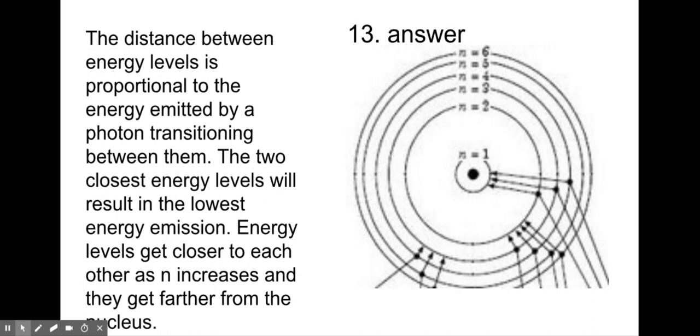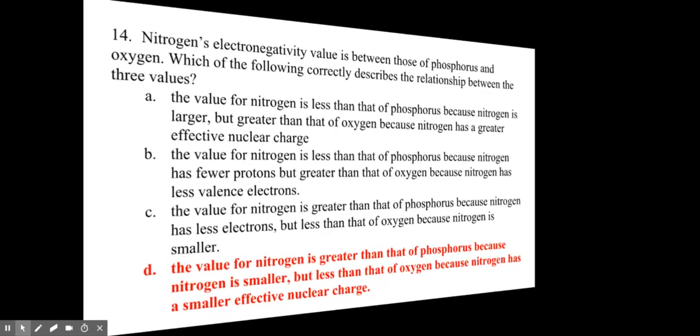But again, as we see here in the Bohr model, from 4 to 3, those two levels are pretty close to each other. So that's a relatively small energy difference. But 2 to 1 is a much larger distance, and therefore that correlates in our model to a larger energy. So that's why the 4 to 3 transition emits the lowest energy photon.